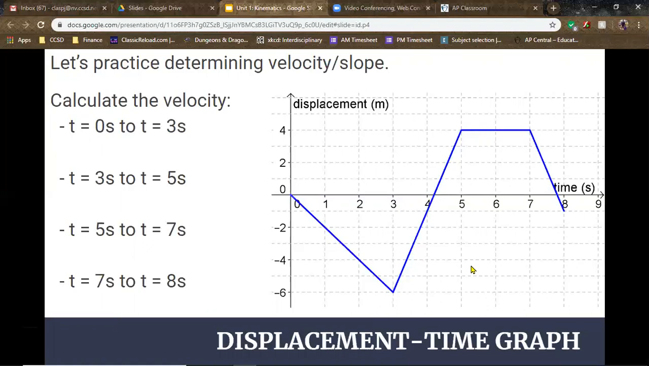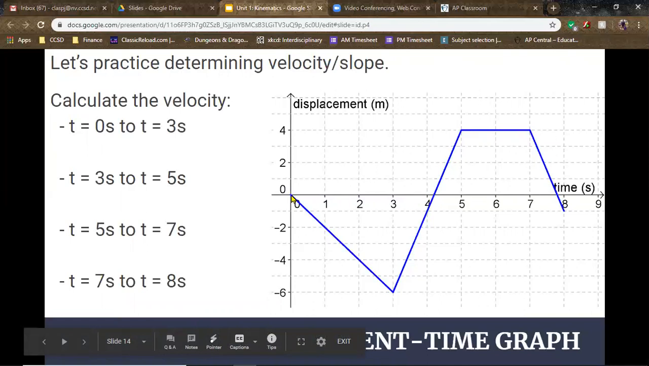So let's take a look at each one. Let's look at first t equals 0 seconds all the way to t equals 3 seconds. So let's look at our rise over run. It's our change in y divided by the change in x, so to speak. So let's look at our final y position. That's going to be -6. Our initial y position is 0. So -6 minus 0 equals -6. So your rise, in this case, will be -6.